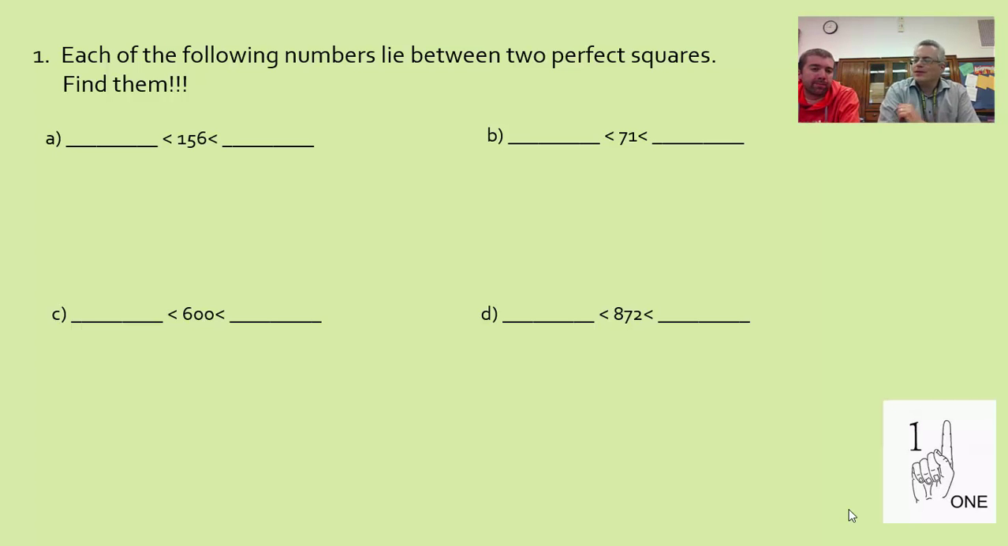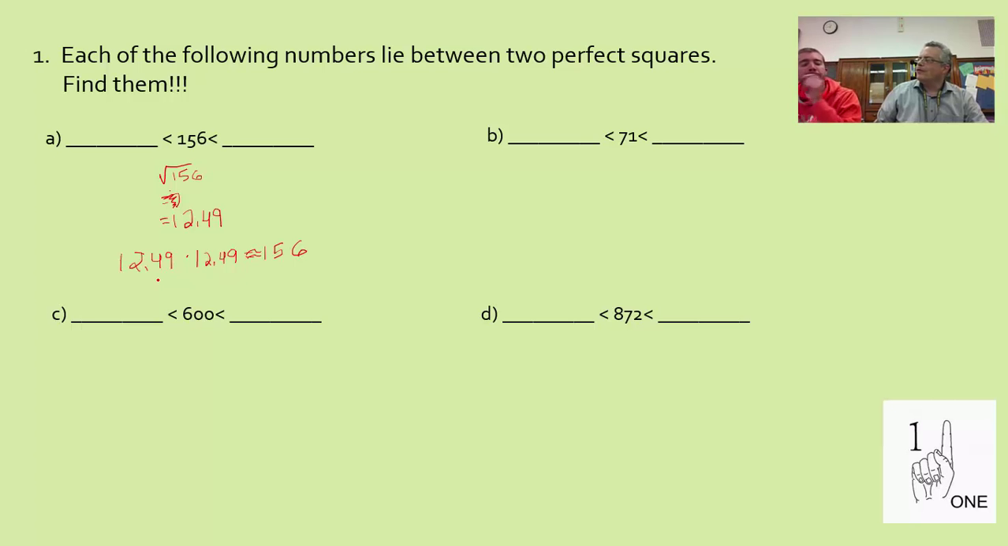You ready for the secret? I am. I love secrets. We're going to take the square root of 156. Square root of 156 is 12.49, about. So down below, write 12.49 times 12.49 equals 156, about. So that's the number you square to get 156.